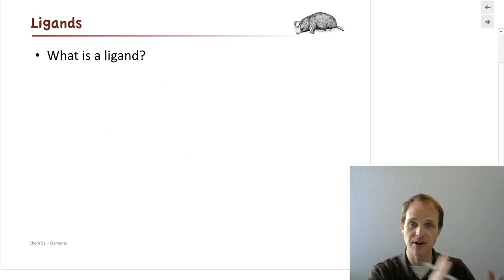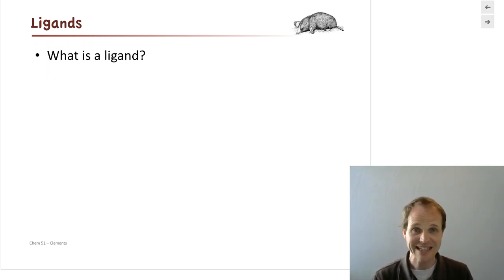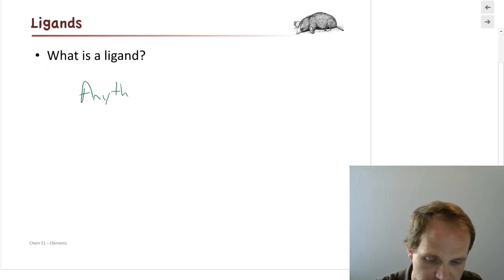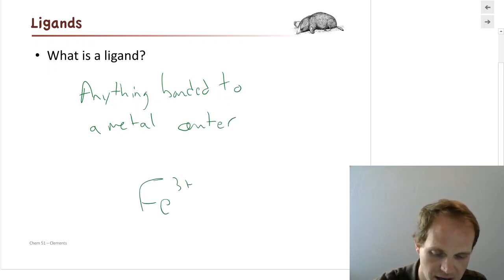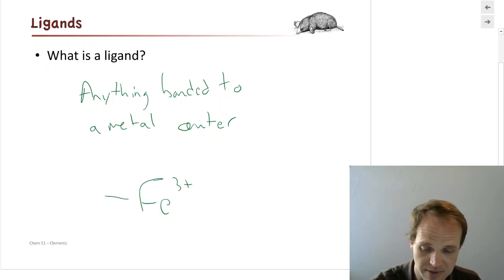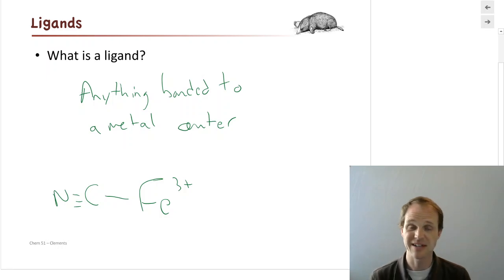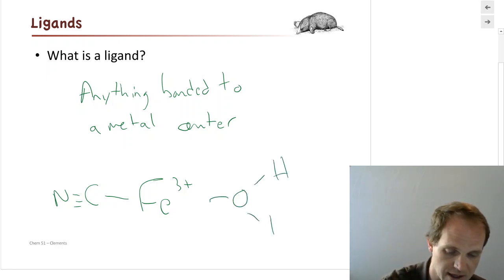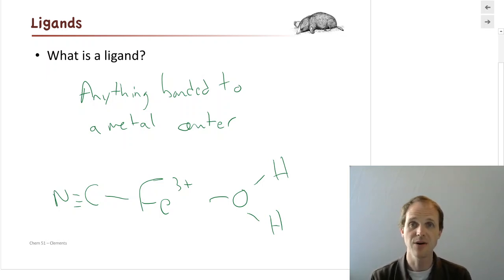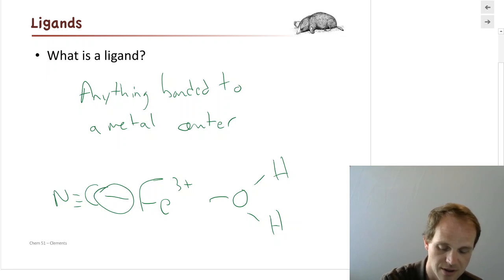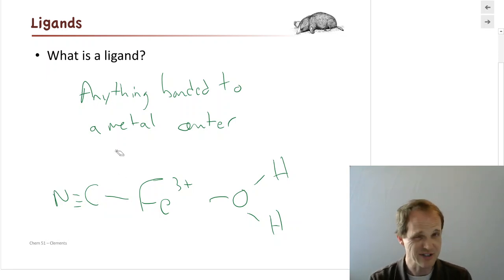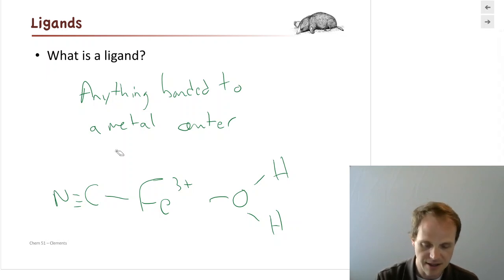All right, we're going to jump from periodic trends over to talking about ligands. Now, what is a ligand? A ligand is anything bonded to a metal center. So if I take iron and I've got an iron 3+ here and I start to bind things to it, let me take a CN and bind cyanide to it, or if I take water and bind the water to it, those are ligands. They are bonded by, specifically called, coordination covalent bonds, but essentially covalent bonds, sharing of electrons, to this metal center.